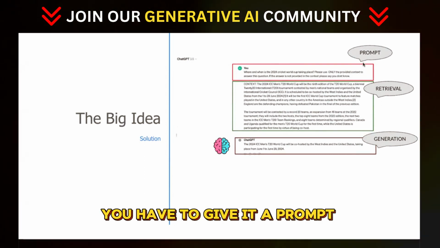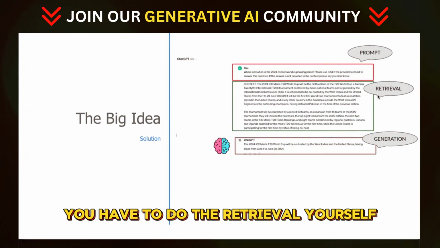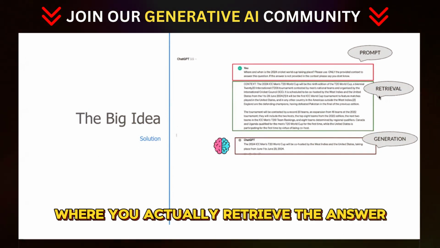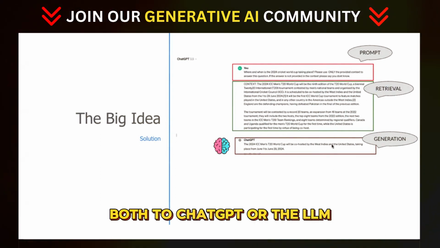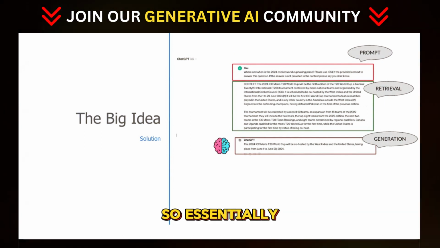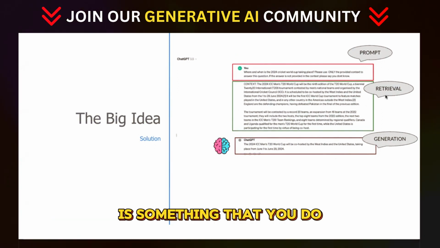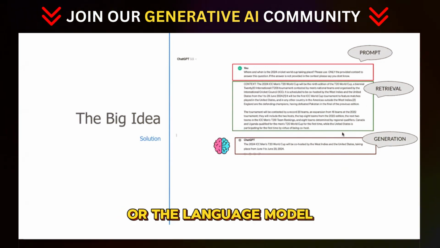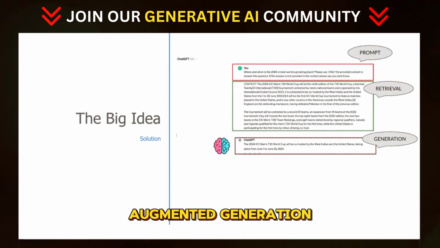You have to give it a prompt, and because you know ChatGPT doesn't have the answer, you have to do the retrieval yourself outside of the language model, right? So there's an additional step where you actually retrieve the answer, and then you provide the prompt and the retrieved context both to ChatGPT or the LLM, and then it can generate the answer for you. So essentially, you are giving the question and the answer, but the answer step or the retrieval step is something that you do outside of the large language model. And that's an extra step that you have to do for the language model then to give you a cohesive answer. So that's the big idea behind Retrieval Augmented Generation.